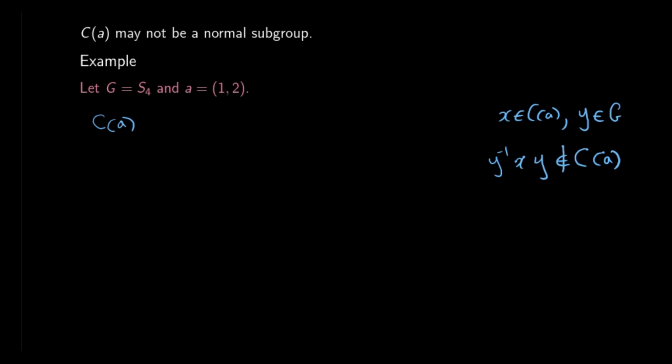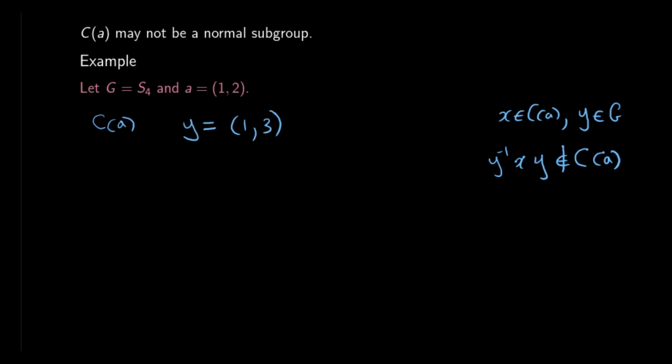Let us consider the element in C of A, which we are very well aware is in C of A, that is A itself. So in this case, we are going to take x to be A, and let us take the element y in G to be the element 1, 3.